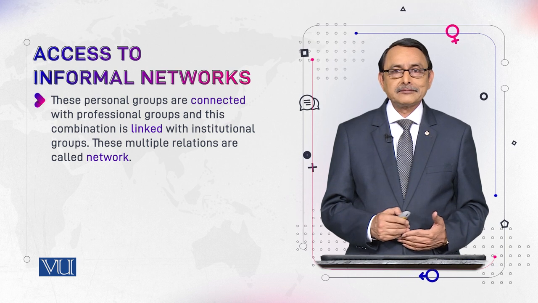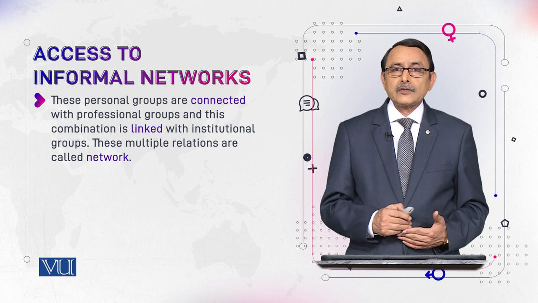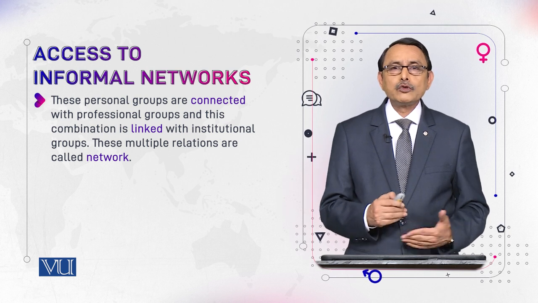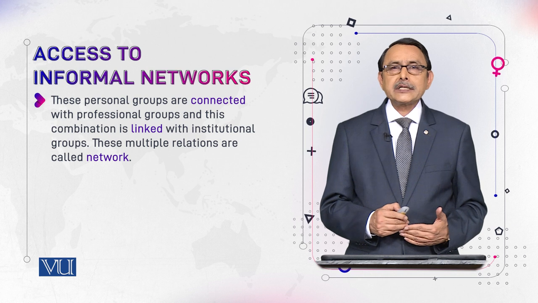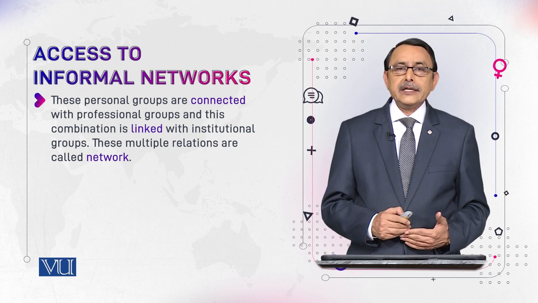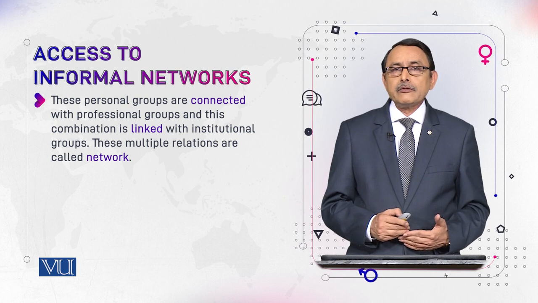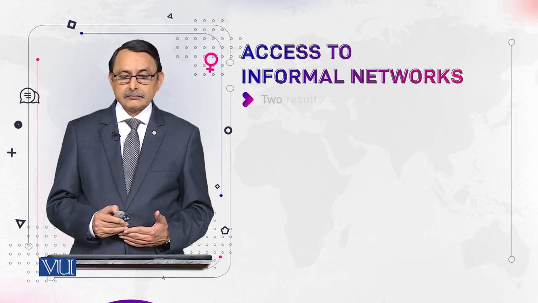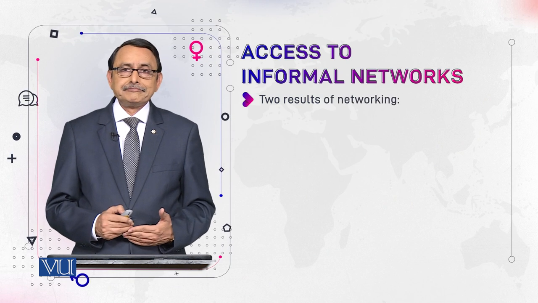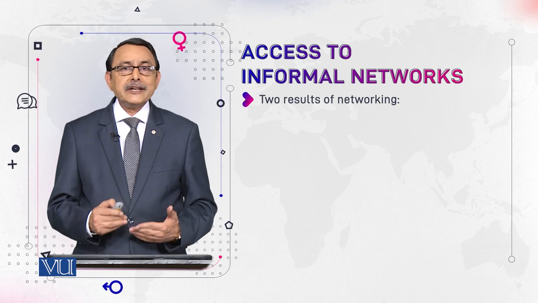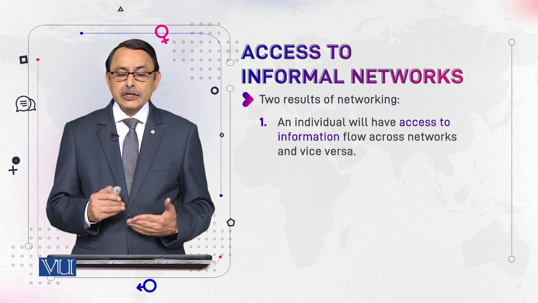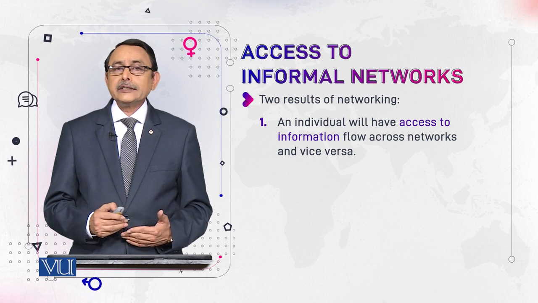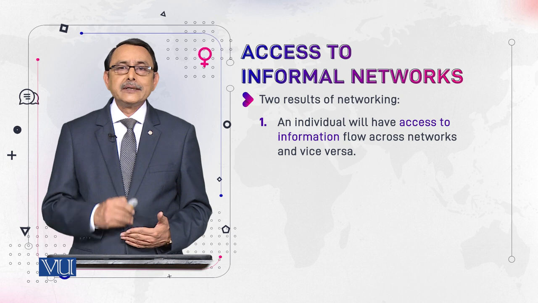the organizational, institutional group. So a person is linked with one network. That network is linked with other networks. This multitude, this set of networks, is called informal networks. And as a member of these networks, we get information and we share information about each other. This network has two results for the individual members. Number one, an individual will have access to information from other networks, and other networks get information about that individual.